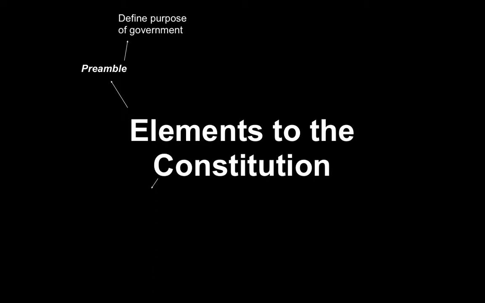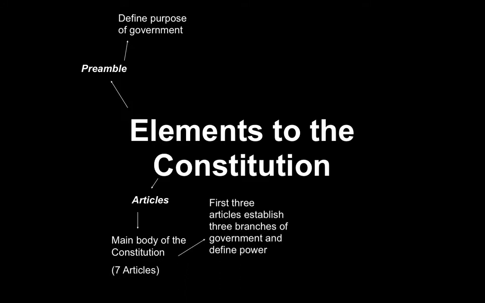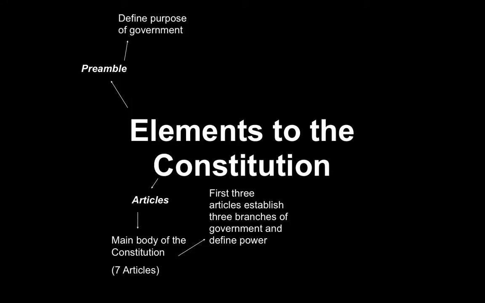Very important. Then you have the Articles of the Constitution, and there's 7 articles in the Constitution. And I put there, this is also the main bodies of the Constitution. The first 3 articles establish 3 branches of government and define power. Very important. And the last 4 deal with states, national law, and the amendment process. How to amend the Constitution when you need change and things of that nature. Remember, the word amendment just means change. So when you amend something, you change it.